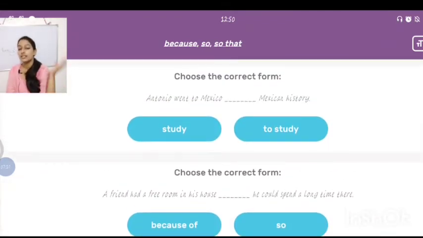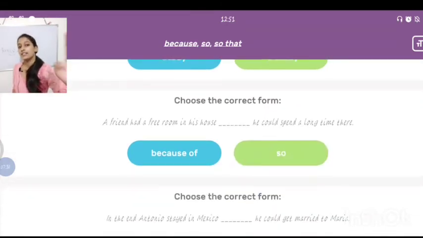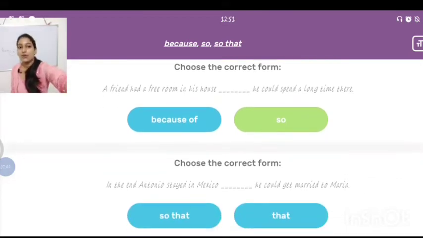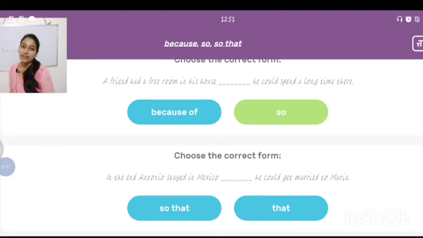Now let us choose the correct form. Antonio went to Mexico to study Mexican history. To infinitive. A friend had a free room in his house so he could spend a long time there. Let us go with so. In the end, Antonio stayed in Mexico. He could get married to Maria. So that's right. Next, so we got to the end of because, so and so that plus to infinitive that we have studied.